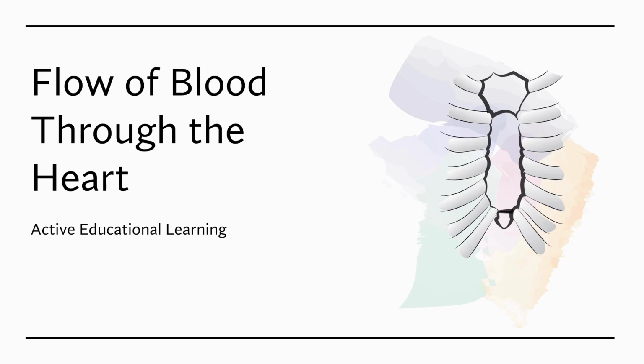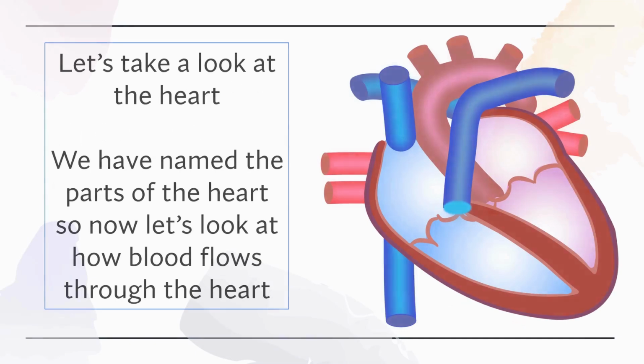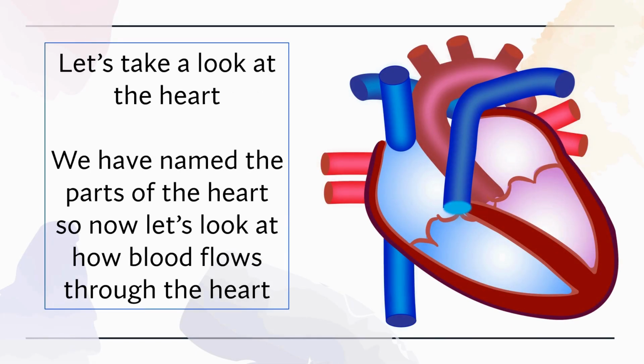Welcome to our unit on blood flow through the heart. We're going to take a look at the blood flow through the heart and the order in which it goes. It has a very particular path. If you need to review the components and the anatomical parts of the heart, please watch our video previously where we did this. It'll be linked below for you.